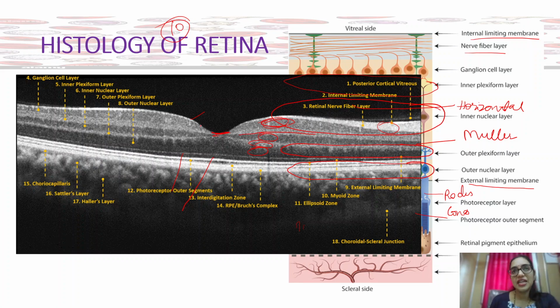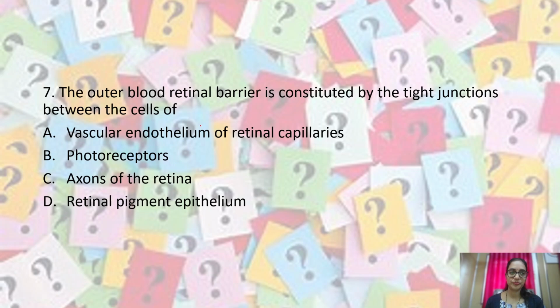So whichever layer has more fibers and connections appears bright. Whichever layers have more nuclei and soma appear darker. So that's why you get the inner nuclear and outer nuclear layers that appear hyporeflective, whereas the plexiform layers appear hyperreflective.